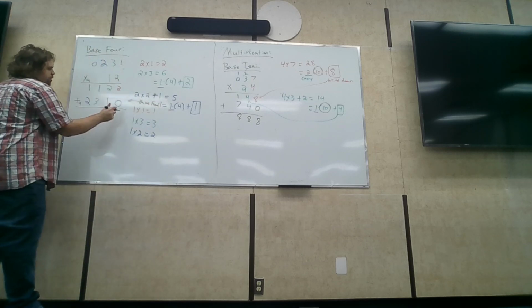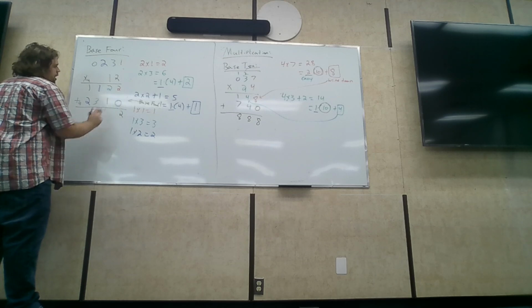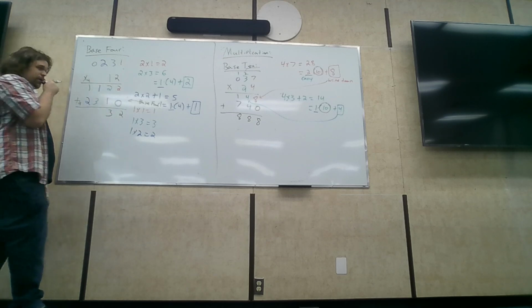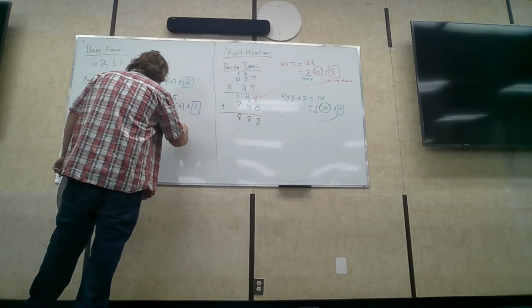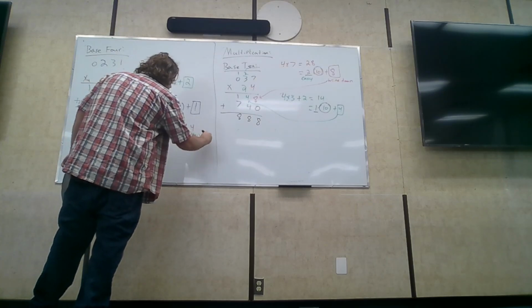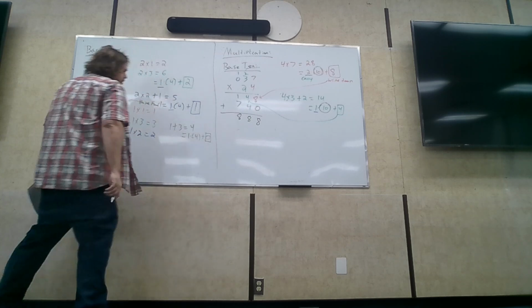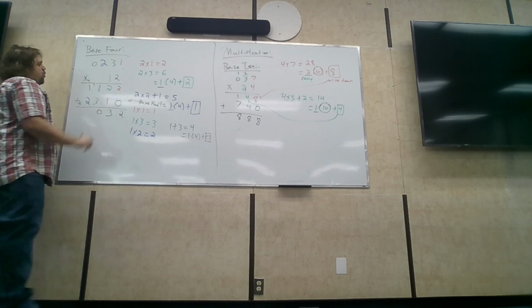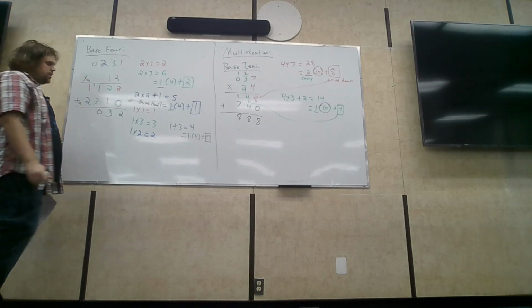So 2 plus 0 is 2. 2 plus 1, that's 3. 1 plus 3, that's 4. So that's 1 copy of 4 with 0 left over. So we write the leftover and carry a 1, right?